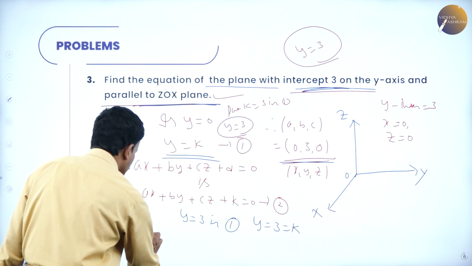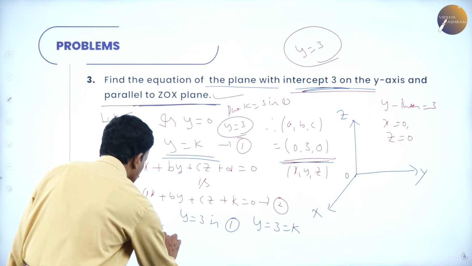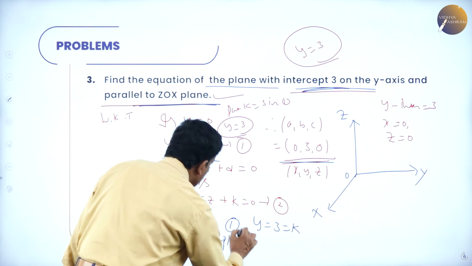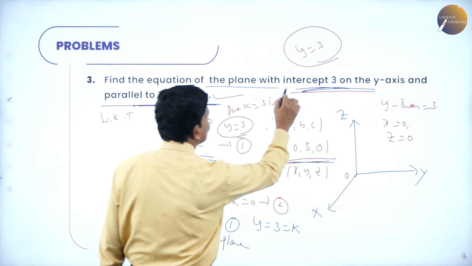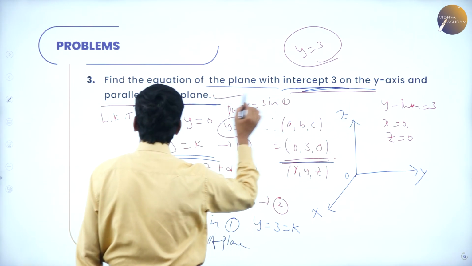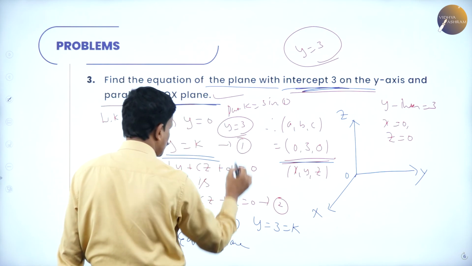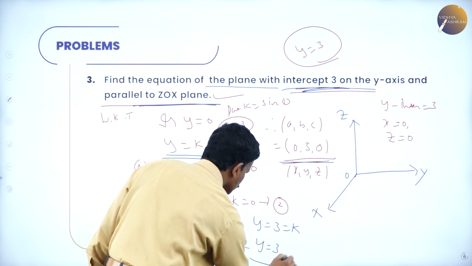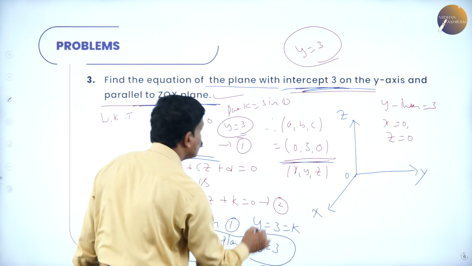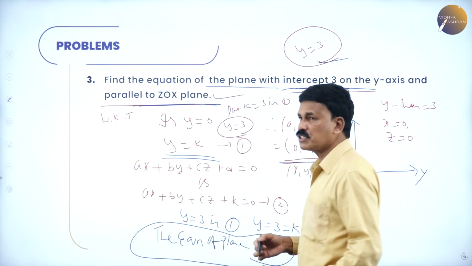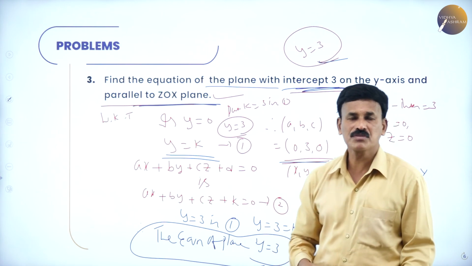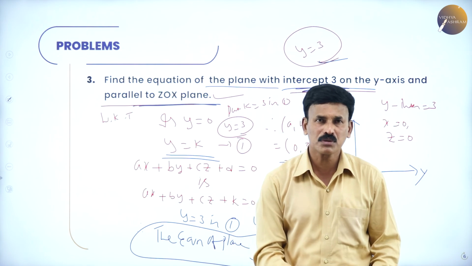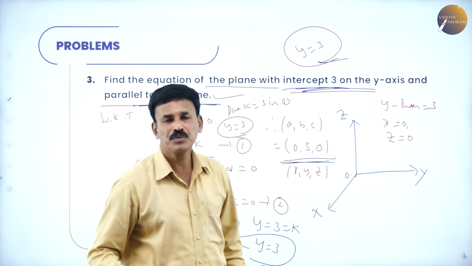Substitute here. Therefore, the equation of the plane with intercept 3 on the y-axis and parallel to the ZOX plane is y is equal to 3. That's it. So y is equal to 3 is the required equation of the plane. Hope you followed this. That is regarding this problem. Okay.